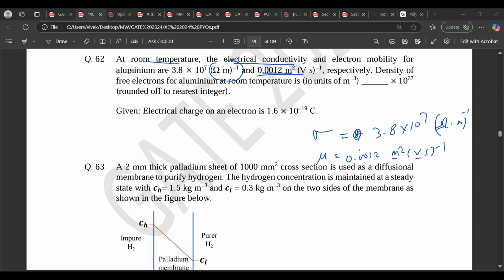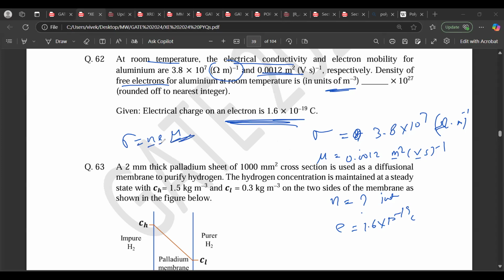Now they're asking to calculate the density of electrons per unit meter. That is N. N is how much? You have to calculate it as an integer, and the charge is also given, 1.6 into 10 power minus 19. So what is the formula? Sigma equals n e mu. That's it. Mu is in SI, e is in SI, sigma is in SI, so n will be in SI. You'll get your answer within 1 minute. You all know how to solve it.